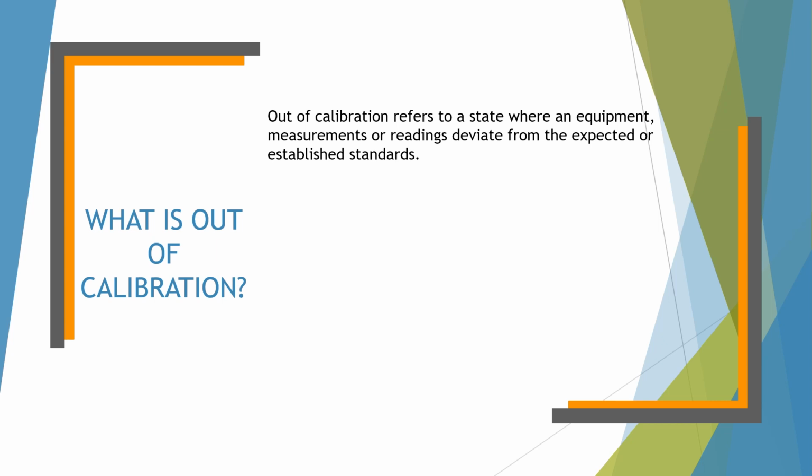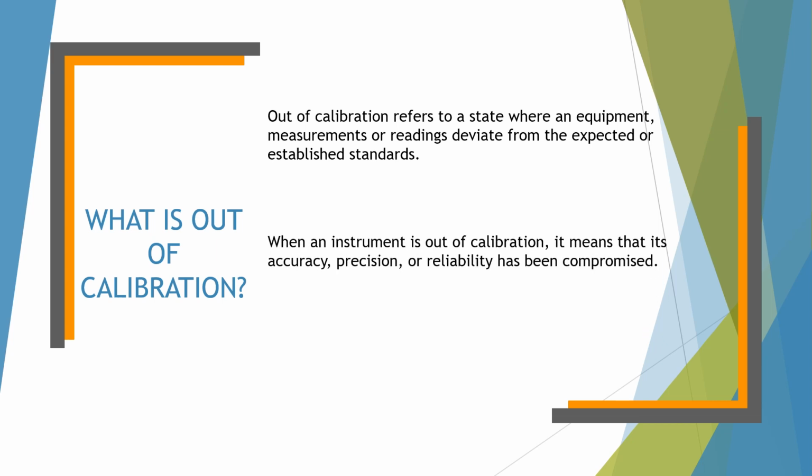Then this will be considered an out of calibration result and you need to initiate the out of calibration event, right? So when an instrument is out of calibration, it means that its accuracy, precision or reliability has been compromised. That means your system is not suitable to use for further analysis.